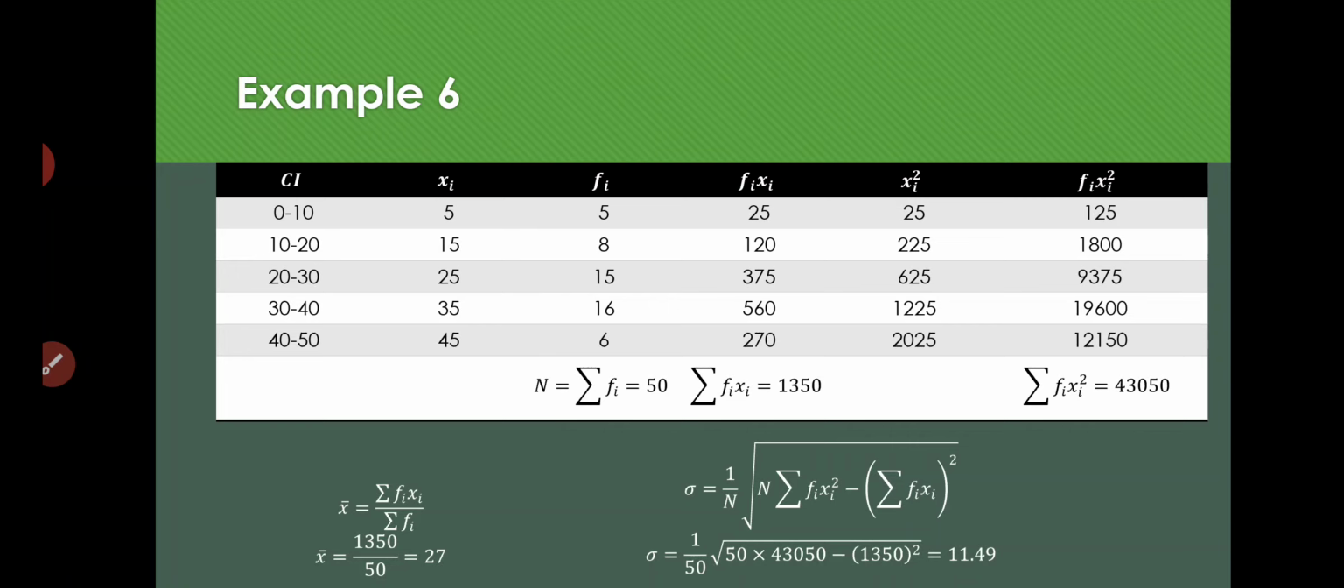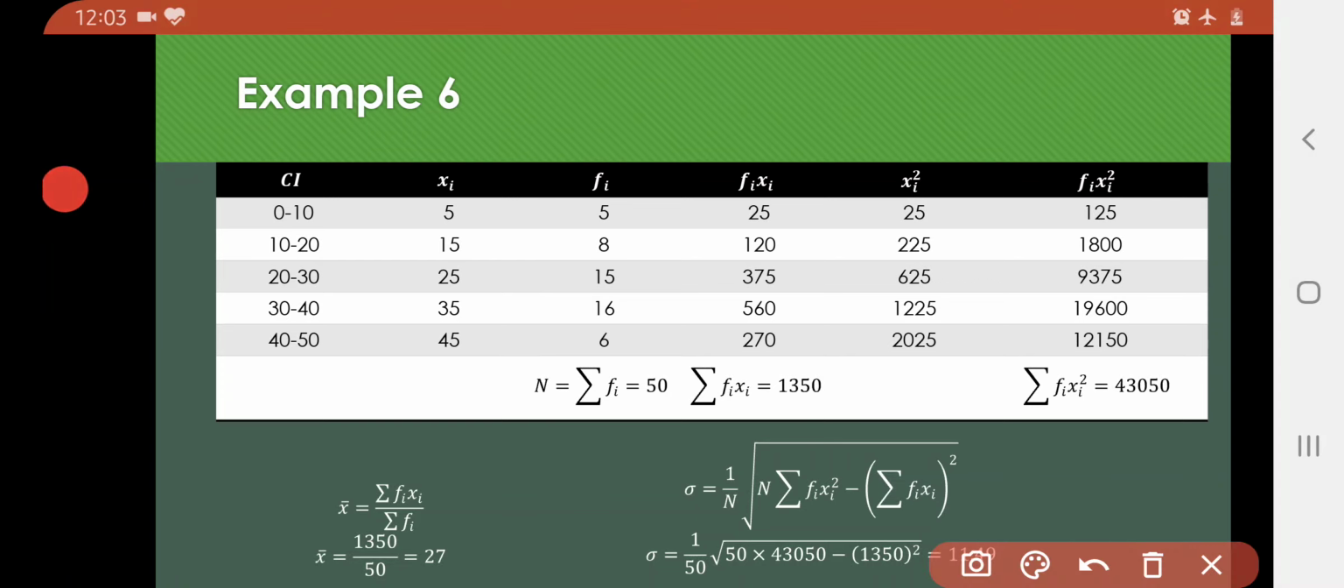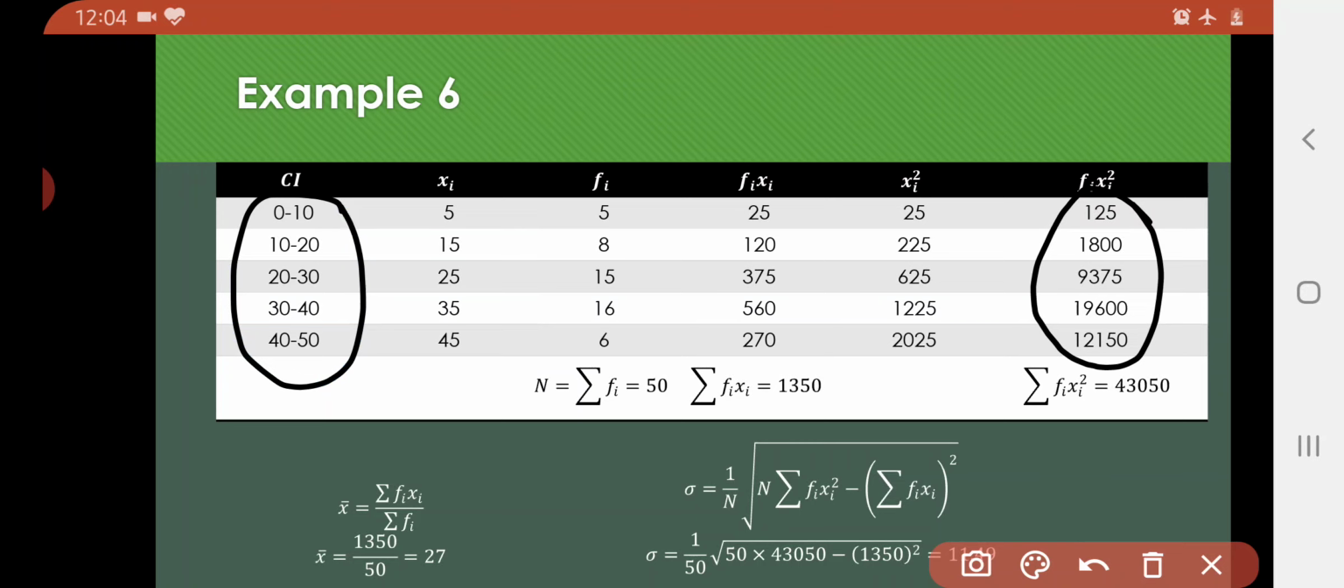Now I will show you the same problem solved in the shortcut method, that is the step deviation method of finding standard deviation. Why? Because whenever I am calculating the standard deviation, at the end, in this particular table, the values become really large, and it can so happen that these values become really big. So in that case, we need to make use of the step deviation or the shortcut method to reduce our calculation.